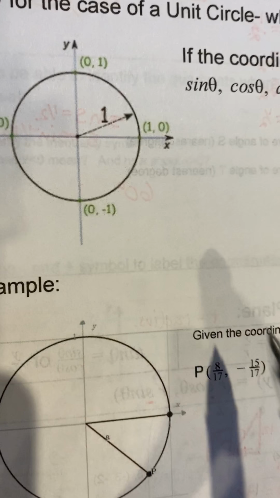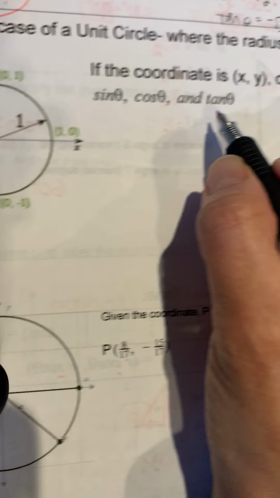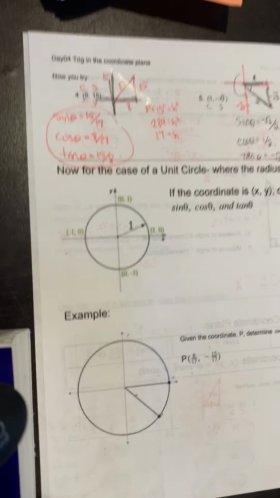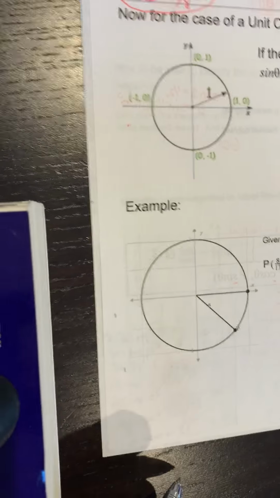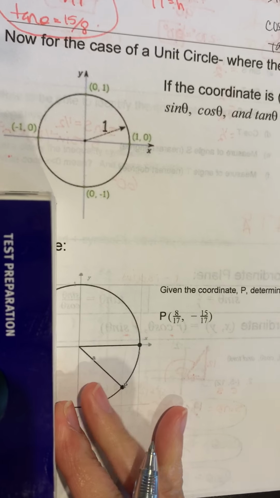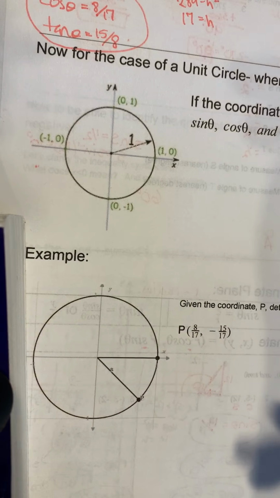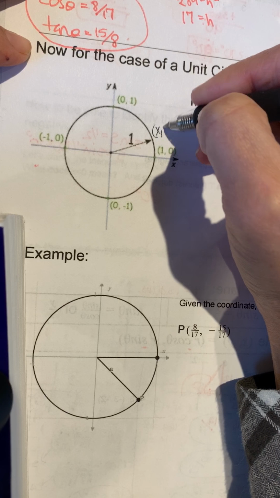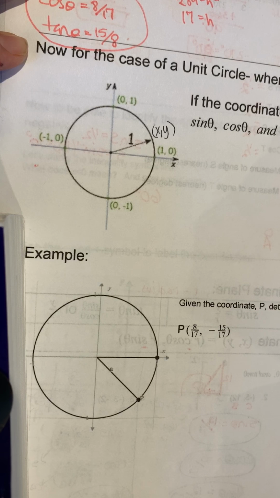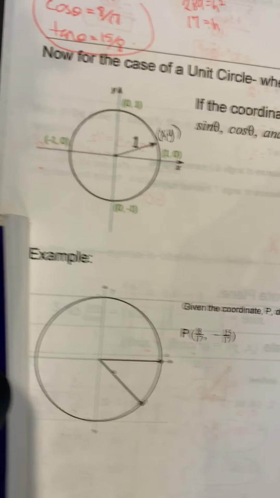They said, if the coordinate was x, y, determine the sine theta, cosine theta, and tan theta. Yours might be organized a little better than mine right now, but I'm not sure if I remember how I did that. So I'm going to call this x, y, because they called it x, y in here.